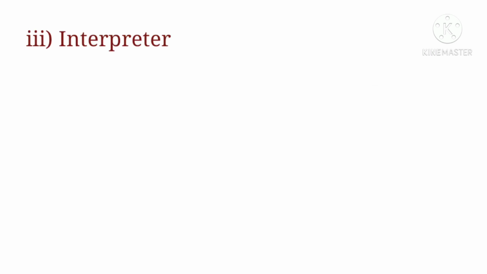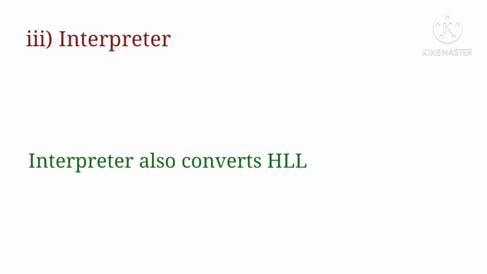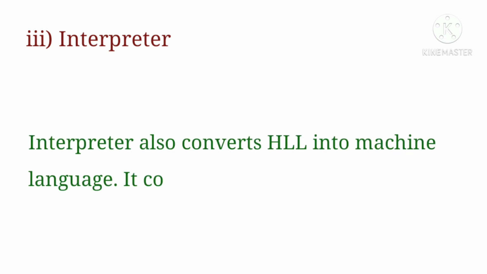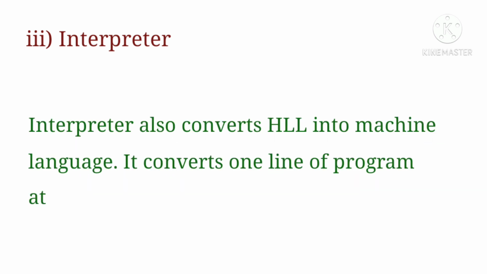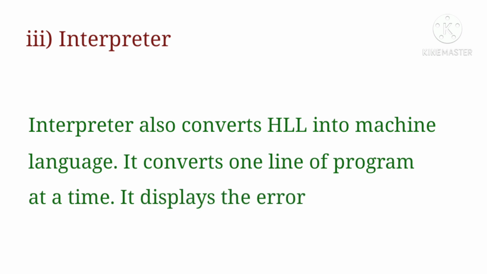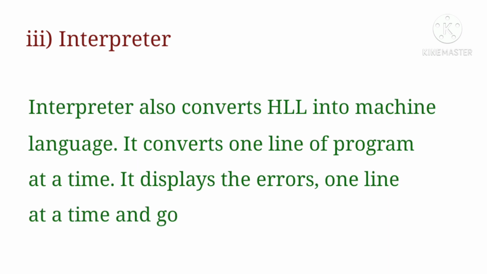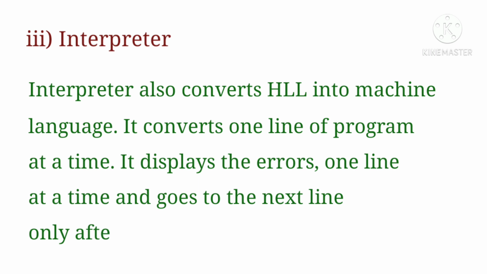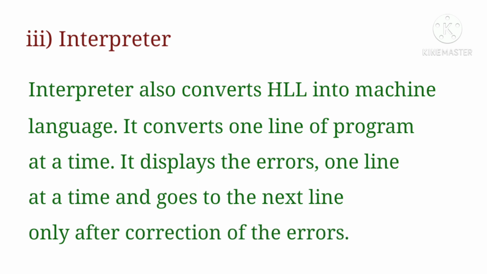3. Interpreter. Interpreter also converts HLL into machine language. It converts one line of program at a time. It displays the errors one line at a time and goes to the next line only after correction of the errors.